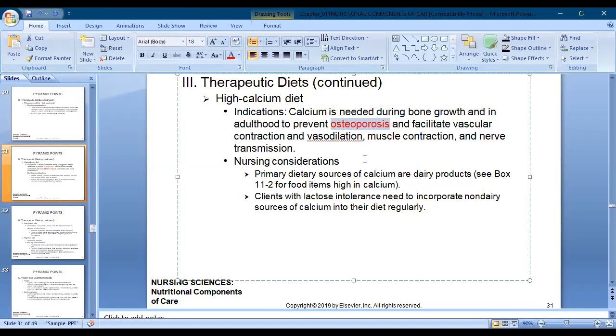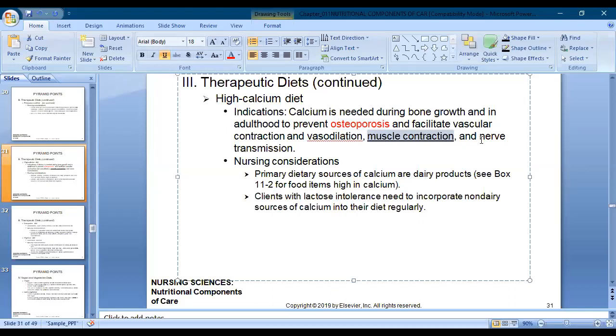If anybody has osteoporosis, osteoporosis is more common in females because of blood loss, right? Or also in developing countries with low calcium-rich food. So they have to take calcium tablets because calcium tablets protect against osteoporosis, right? Calcium also facilitates vascular contraction and vasodilation, muscle contraction, and nerve transmission. So sometimes athletes would ask, what is the function of calcium? Calcium helps with muscle contraction.